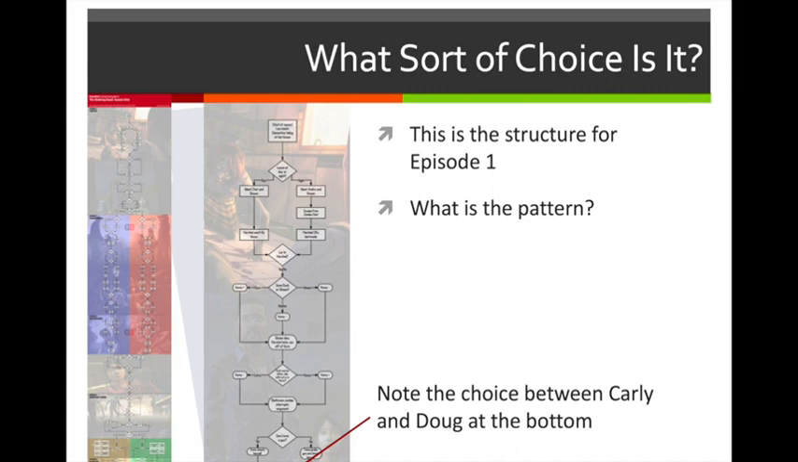So you're making a sequence of decisions, and at that point, you get a different bit of the story, and then you come back again for the next point of the story. So you get this kind of direction. And at the bottom of here, you have this fundamental choice between Carly and Doug.